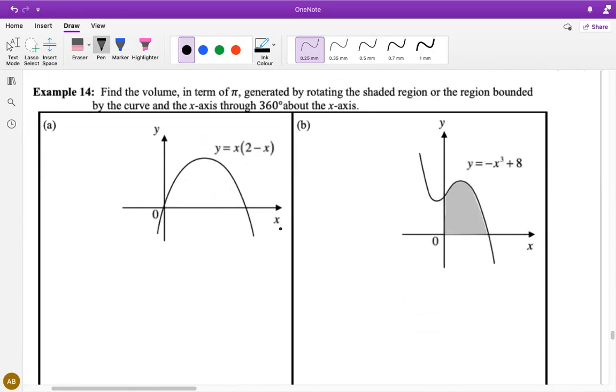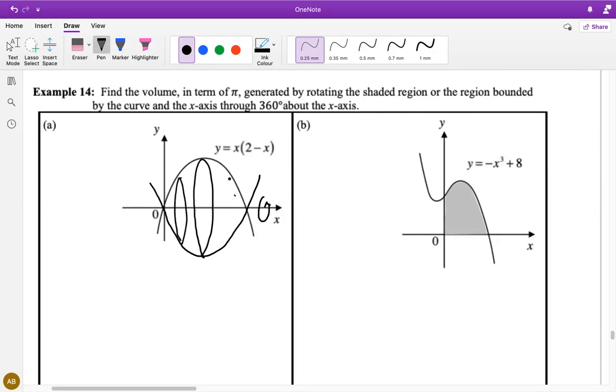Let's see an example. Find the volume, in terms of pi, generated by rotating the shaded region bounded by the curve and the x-axis through 360 degrees about the x-axis. So now we want to find the volume rotated about the x-axis. That means this curve turns about the x-axis like this, so eventually we will get a volume like this.